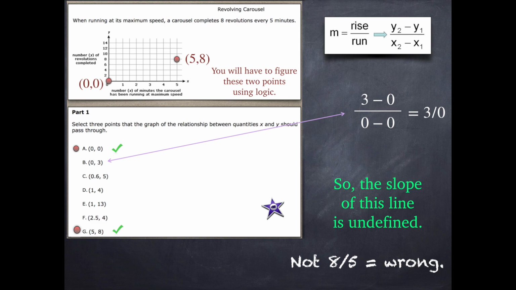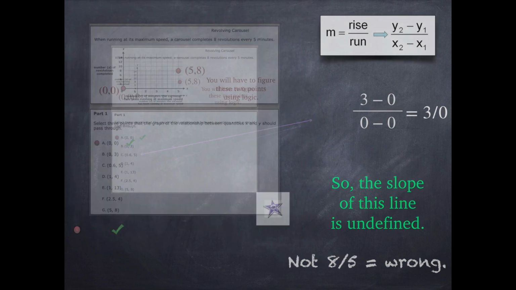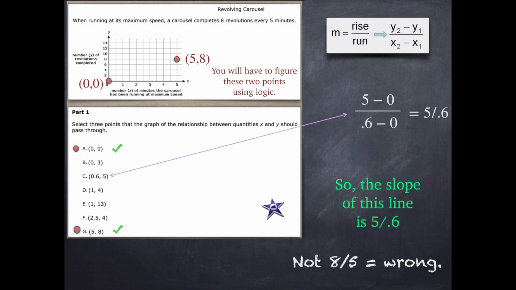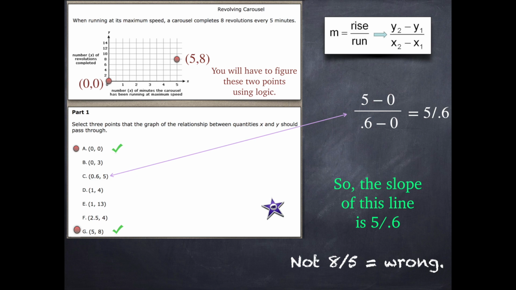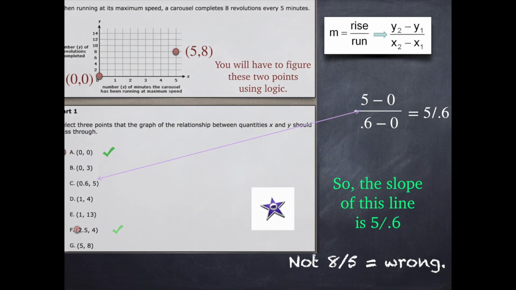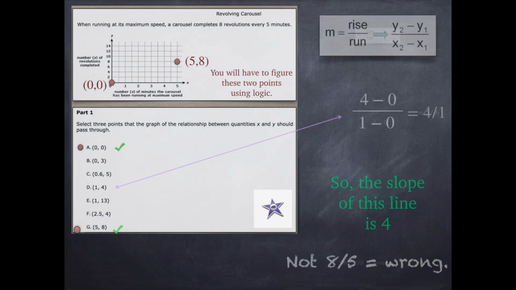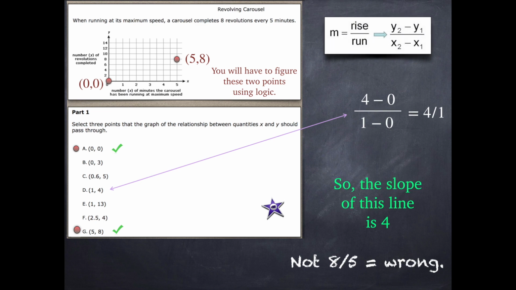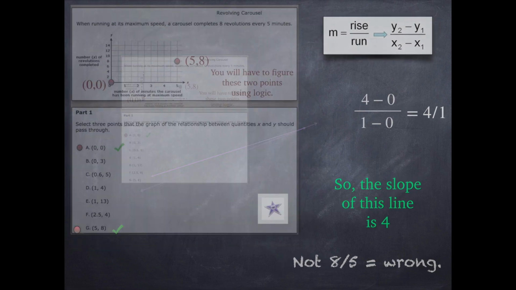When we put (0, 3) in, it looks like that. We get an undefined slope. That is not 8/5, so that's wrong. When we put (0.6, 5) in, we get 5 over 0.6, and with a little bit of work and math, we figure out that's definitely not 8/5 either, so that is not the one we're looking for. When we put (1, 4) in, we get 4 over 1, doing the very simple math, and we get a slope of 4. Again, not equivalent to 8/5.